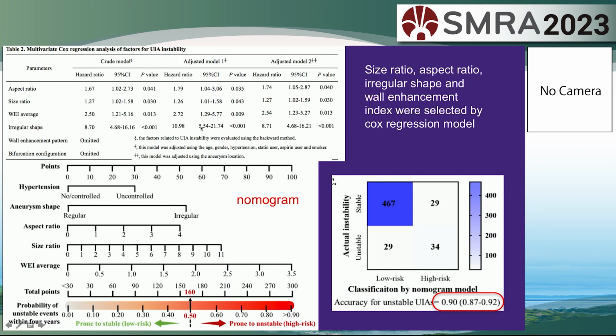Similarly, we use LASSO to select these features. There are 4 features: aspect ratio, size ratio, wall enhancement, and irregular shape. You can see it's really a coincidence. It's similar to the histology high-risk types, so it really means several features are important. We also built a similar nomogram model, and we achieved an overall accuracy of 90%, which is considered high.